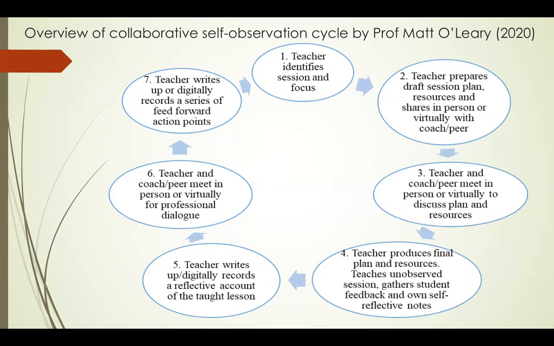So on the screen, you can see the 7 stages of the unseen lesson observation cycle, sometimes also described by Professor Matt O'Leary as the collaborative self-observation cycle. This is really an opportunity for a teacher to think about their practice in more depth and detail with the support of a peer coach or an advanced practitioner to stimulate more thought and to encourage deeper thinking.